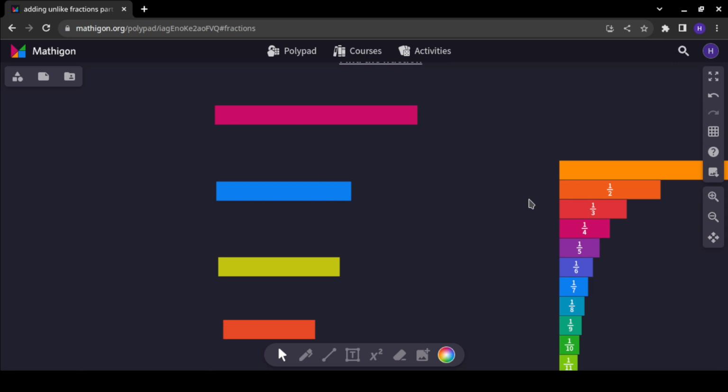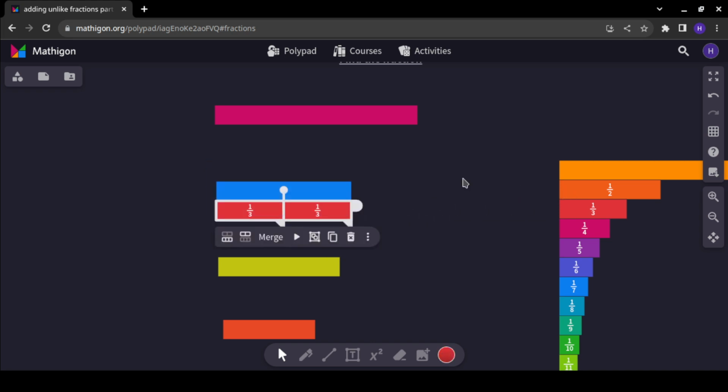So now what other piece can I put? Say, let's try 1/3. Oh, okay, interesting. So 1/3 piece actually fits inside this perfectly. Is this the only piece that fits inside this? Can any other piece fit inside?